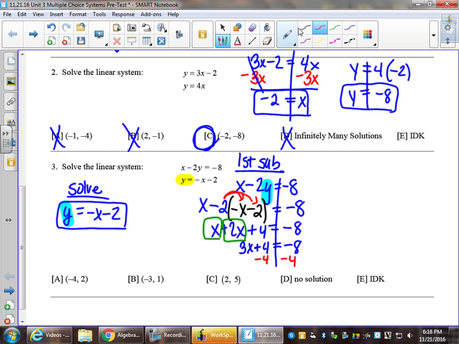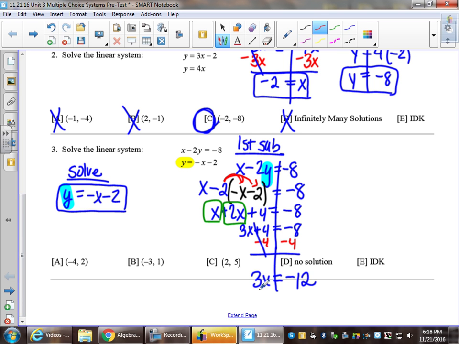Minus 4, minus 4. Keep the line going down our equal sign. That gets us 3x equals negative 12. We'll wrap this up by dividing both sides by 3. X equals negative 4.